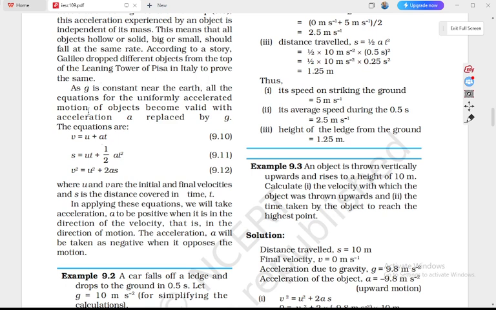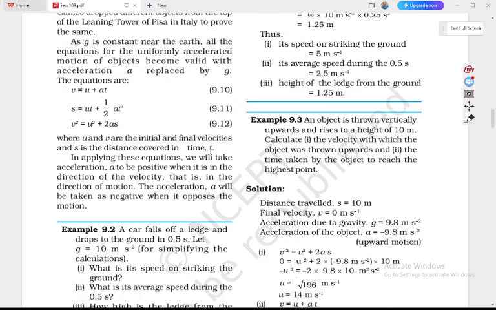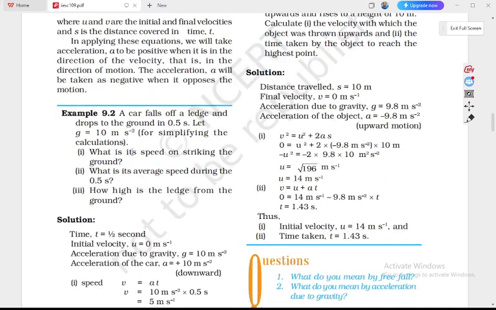As g is constant at a given place, all the equations for the uniformly accelerated motion of objects become valid with acceleration a replaced by g. The equations are v equals u plus at, s equals ut plus half at squared, and v squared equals u squared plus 2as, where u and v are the initial and final velocities and s is the distance covered in time t. In applying these equations, we will take acceleration a to be positive when it is in the direction of the velocity, that is, in the direction of motion. The acceleration a will be taken as negative when it opposes the motion, right?